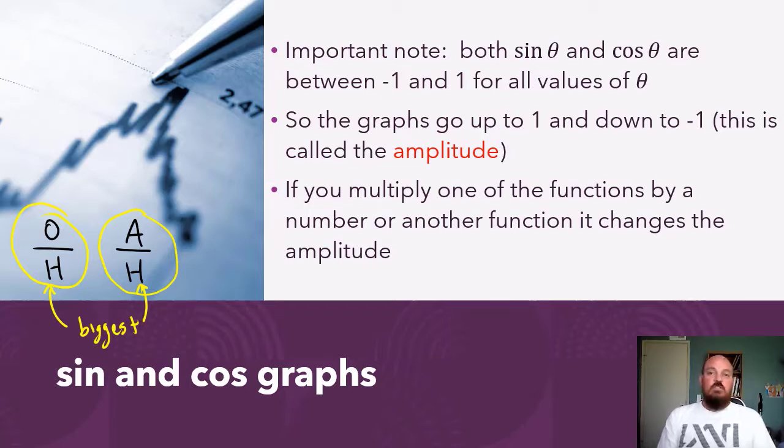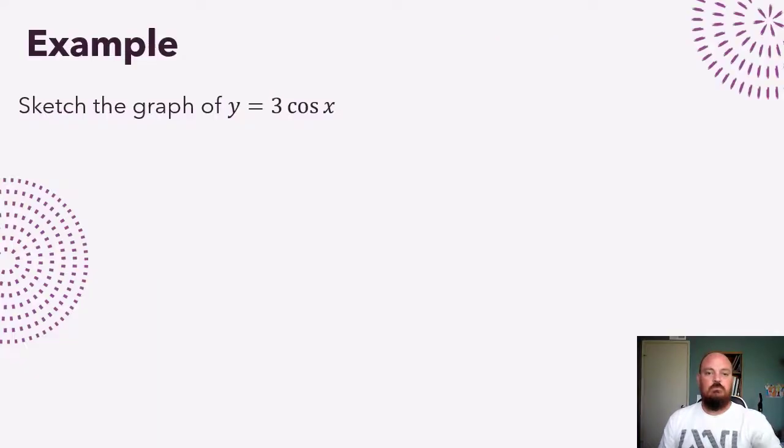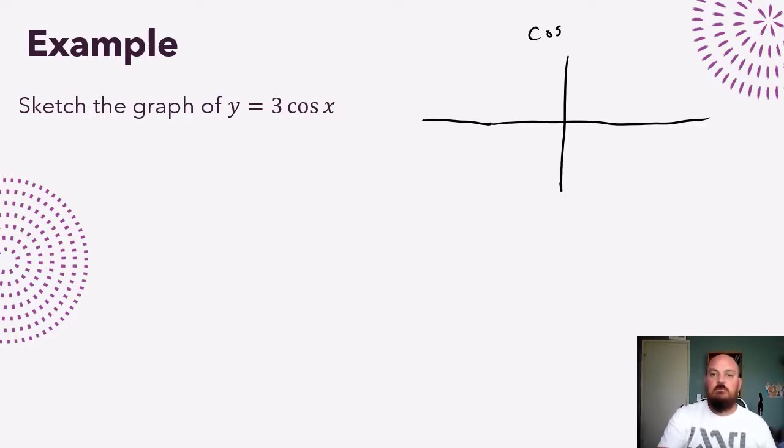Now, if you take one of your functions, sine or cosine, and you multiply it by a number or another function, that's going to get interesting. But if you take your sine or cosine graph and multiply it by something else, that changes the amplitude. So for our first example, let's sketch y equals 3 cosine x. Even though we just drew it, let me just start. Let's say this graph right here is just cosine x, first of all. And we know that cosine x goes up to 1 and down to -1. And it starts at +1.